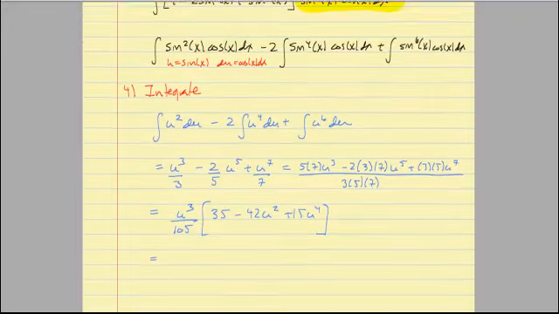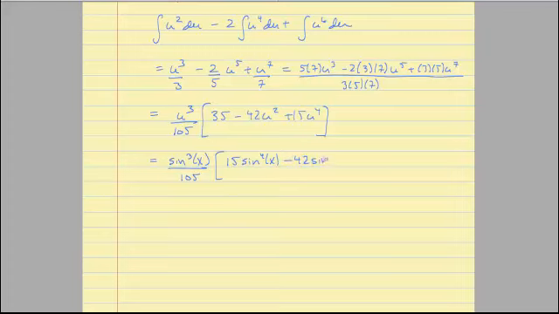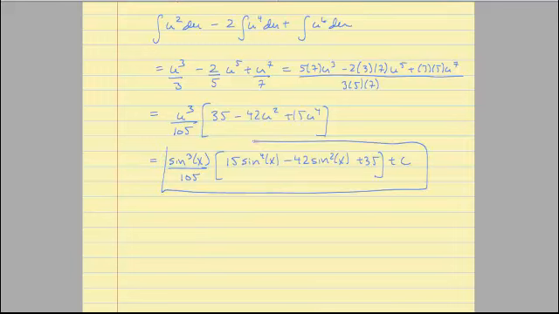U in this particular case, let's scroll up and take a look, was sine of x. So I have sine cubed of x over 105 times, and usually we like our highest powers to go first, so I have 15 sine to the 4th of x minus 42 sine squared of x plus 35, plus c, my constant of integration. And that's my solution. And again, you really should practice simplifying these because we're going to want to be able to simplify, plus it gives us a good chance to practice our algebra.